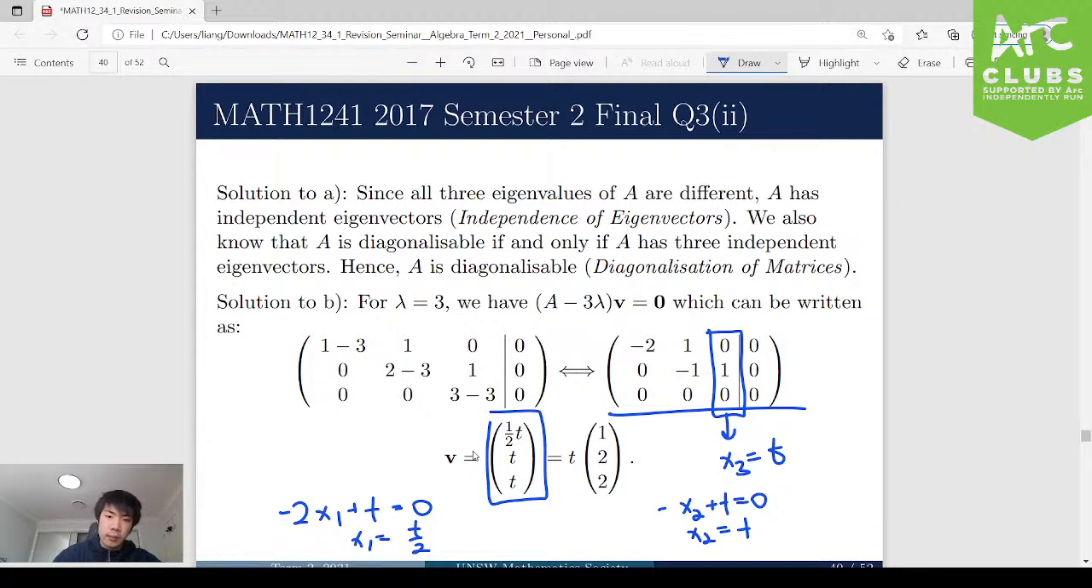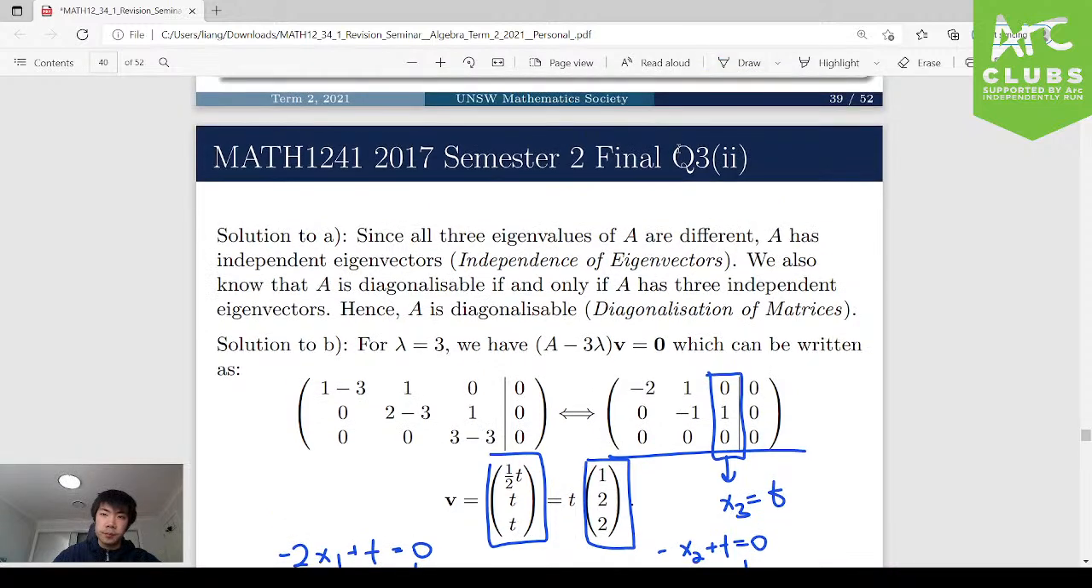Once we factorize out our t, we can also bring the half factor with us because t, like I said, is just any scalar. And so we get our clean eigenvector of (1, 2, 2). Okay, that'll be our answer for B.